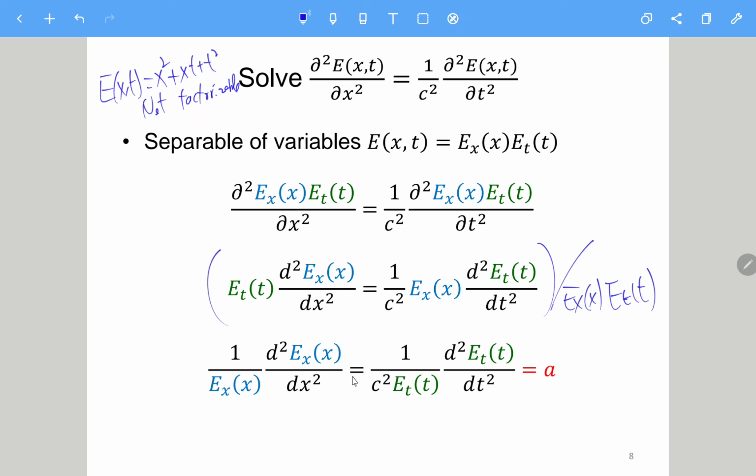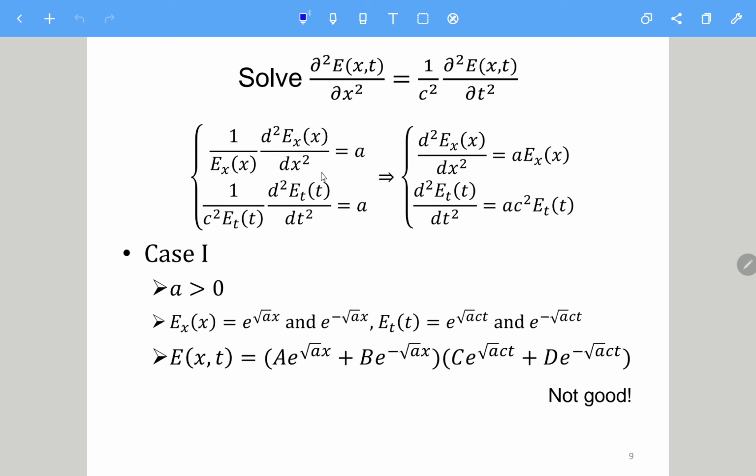So we can assume that both sides should be equal to a. And then we separate the variables, and we can write this one equal to a and this one equal to a. So we convert the partial differential equation into two ordinary differential equations. Okay, so here we can write the left side equals a, and the right side equals a, with two ordinary differential equations. Here we can try to multiply this one on both sides. So we have a times Ex, and then we also multiply this one on both sides. So we have a times c squared Et.